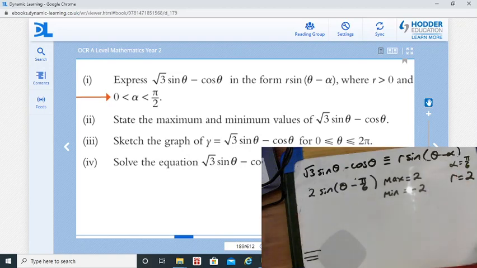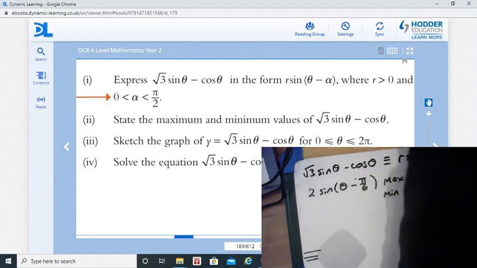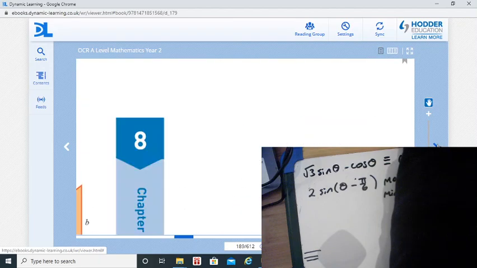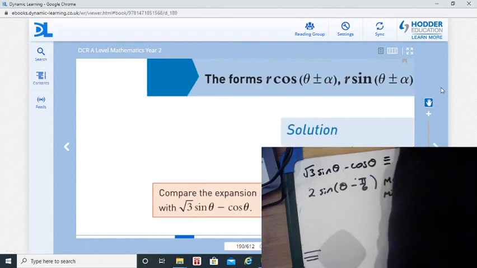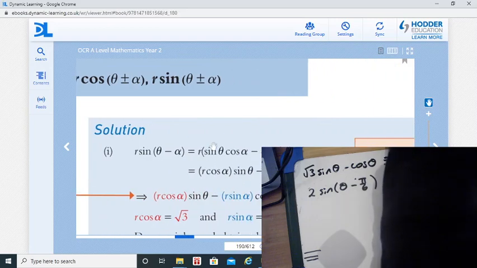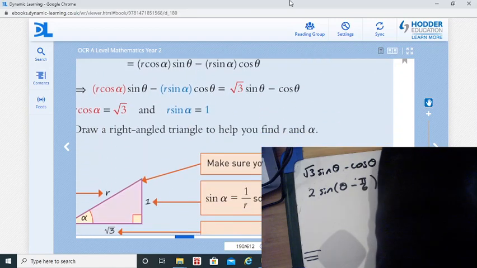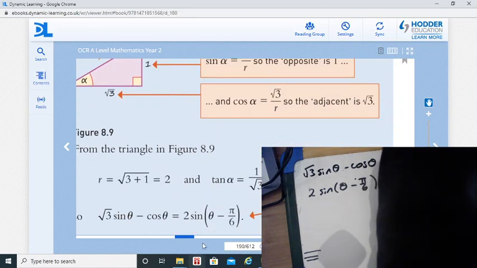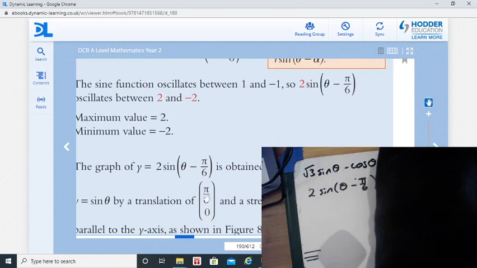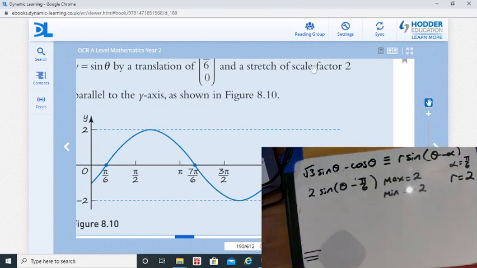Part 3 says to sketch the graphs. Now for ease, let's just have a look and see what the graphs look like. It gets a little bit tricky to try and do this by hand, especially on my little mini whiteboard. So let's see if we can just get there. Apologies for the slowness of the technology. And there is the graph.